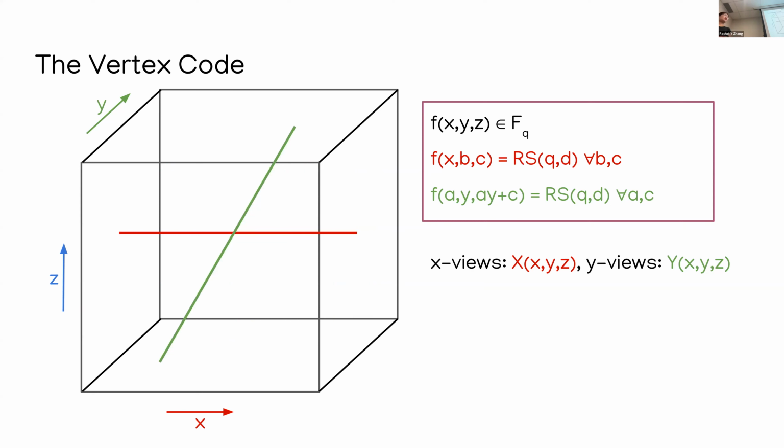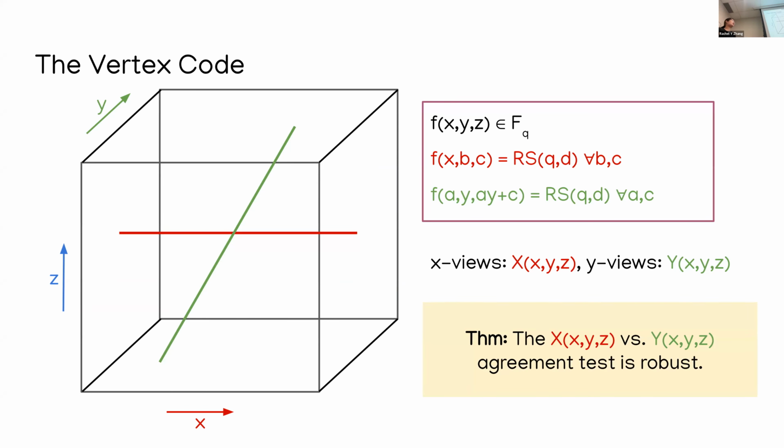So the agreement test is you pick a red line and pick a green line, and you check that they're equal on the shared point. And the theorem we were able to show is that this test, where you take one red line and one green line and check if they're equal, this agreement test is robust. And this is really the core theorem of our paper.